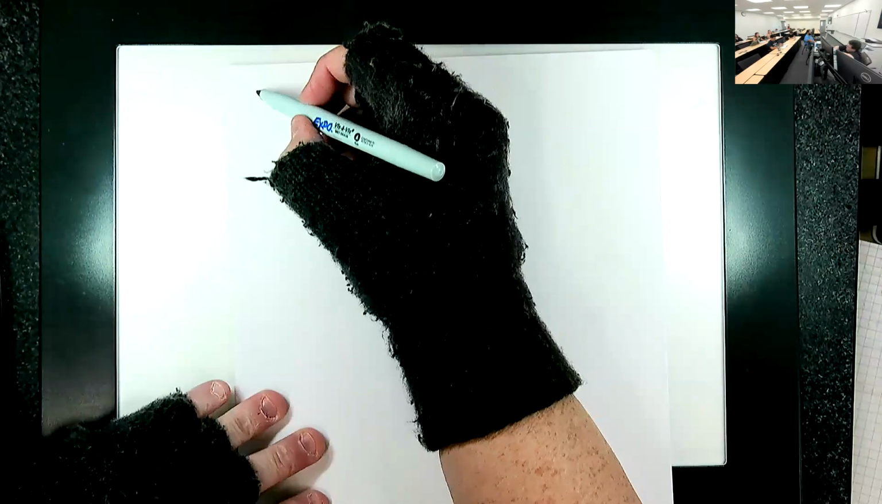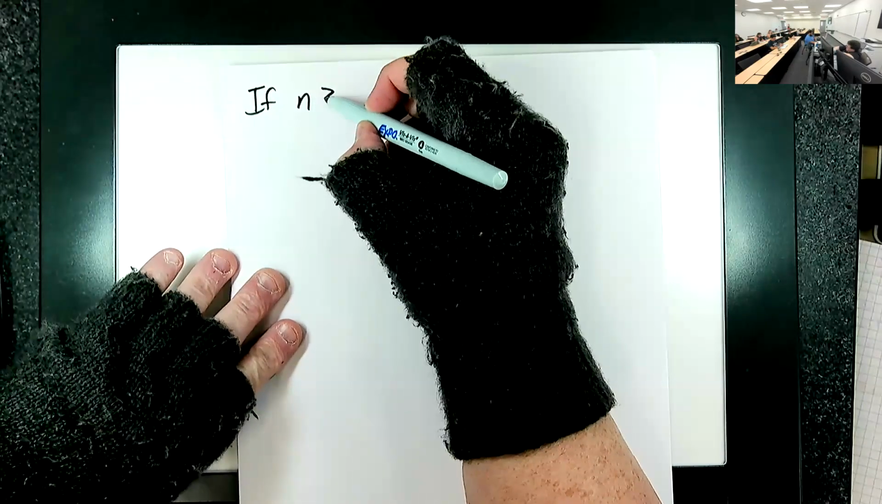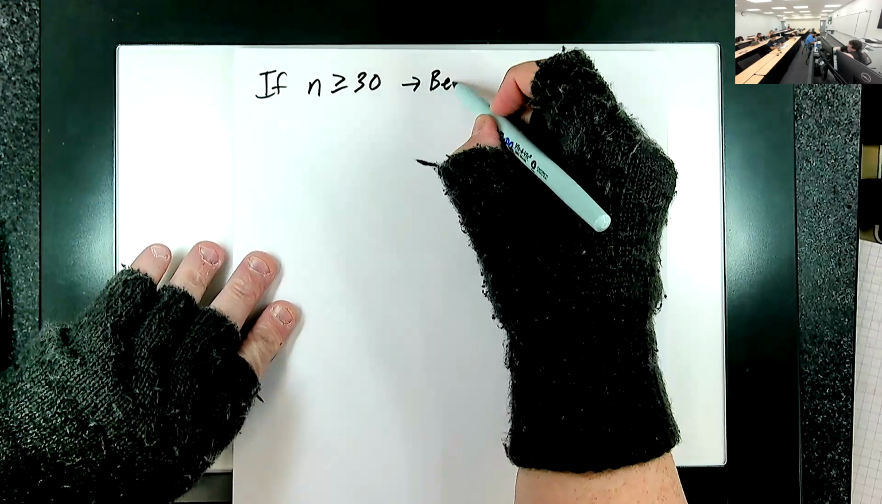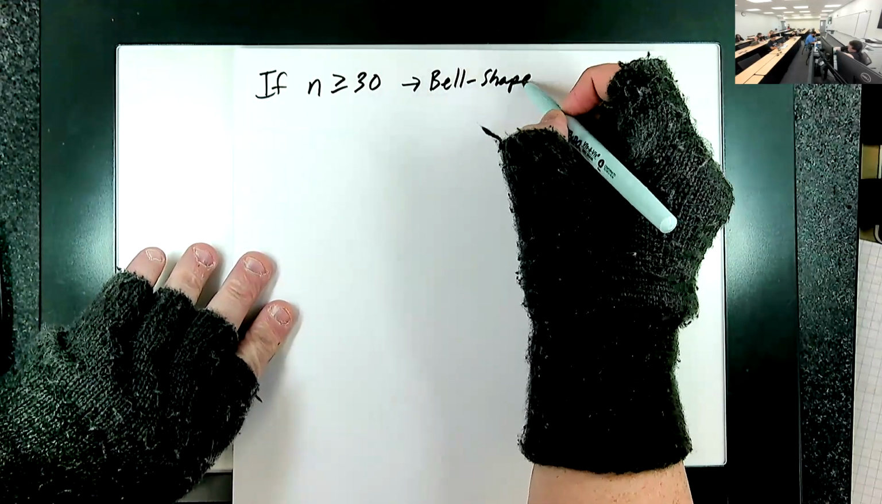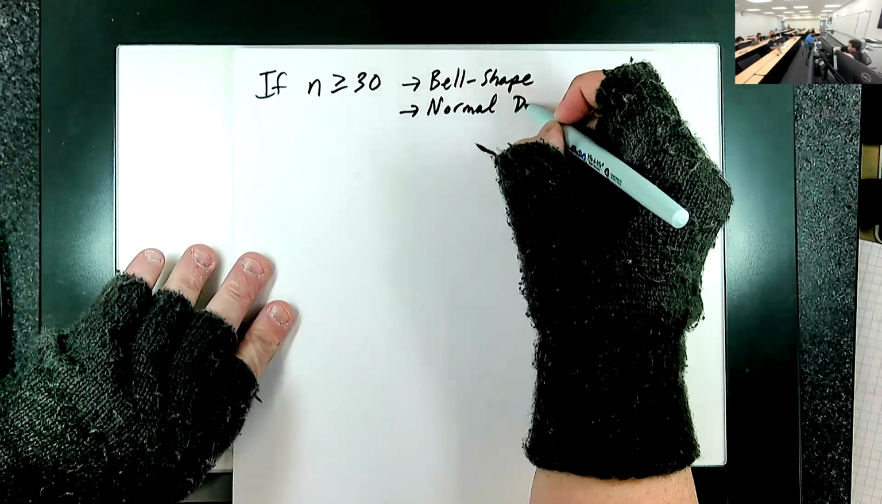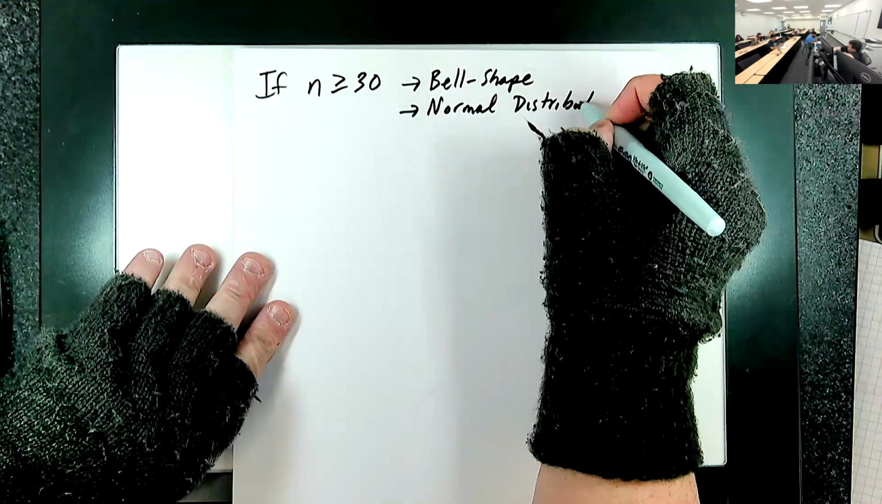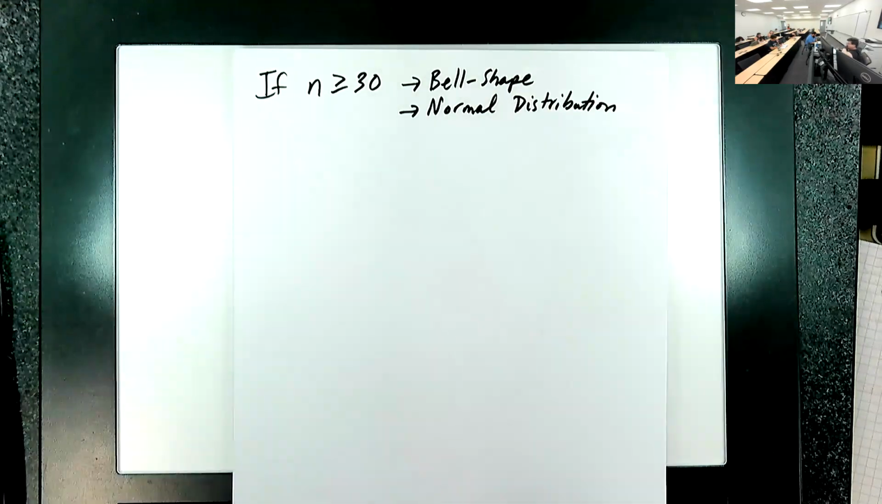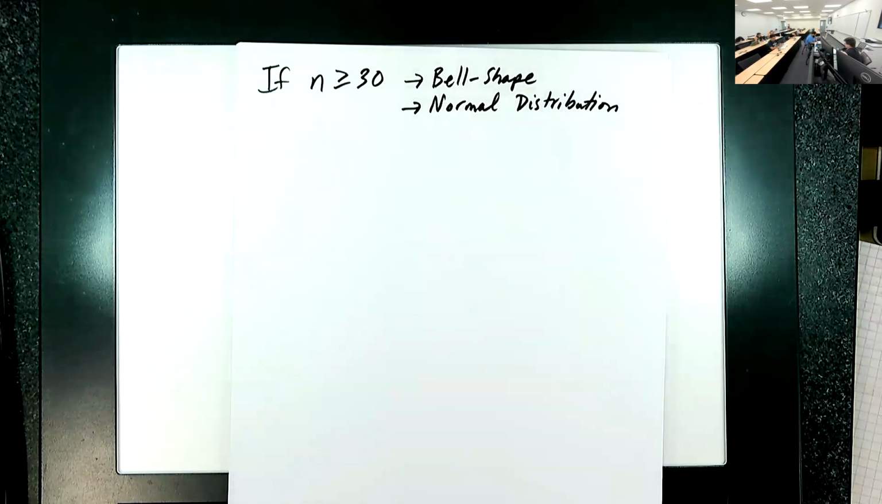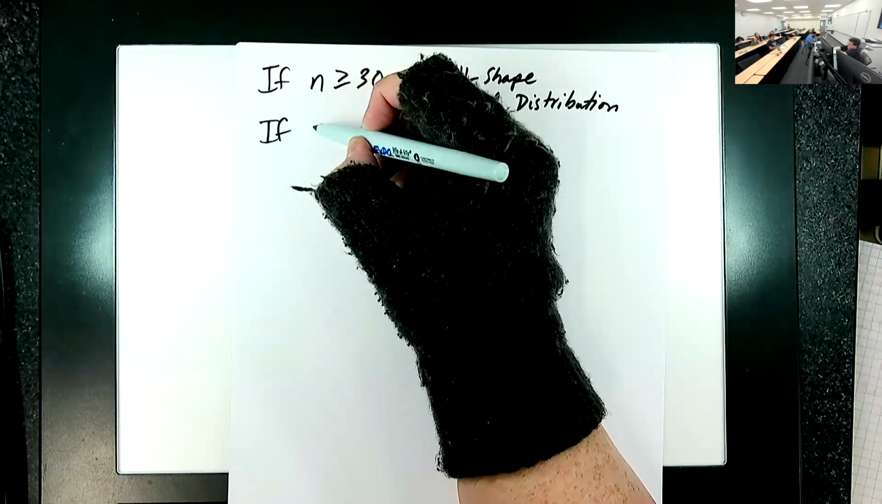What does n big enough mean? Well, if n is greater than or equal to 30, we have a bell shape, and it's just like a normal distribution. Good to go. If n is less than 30, that's where you have to do some work.